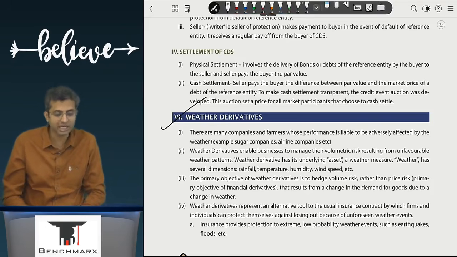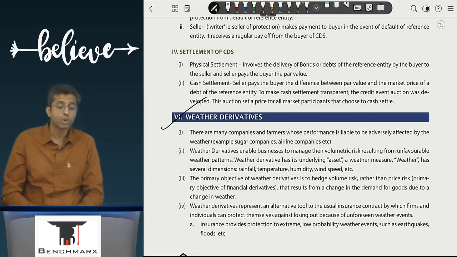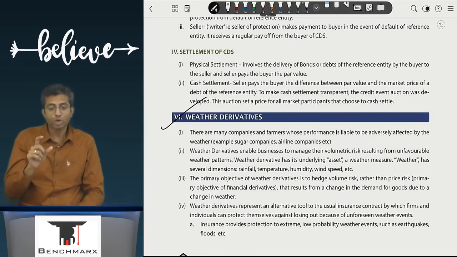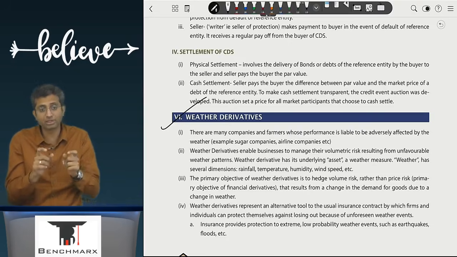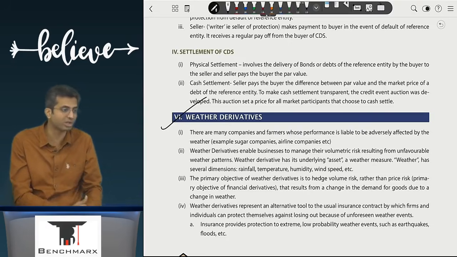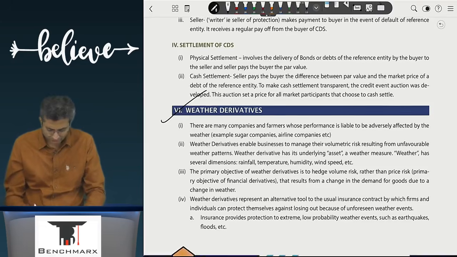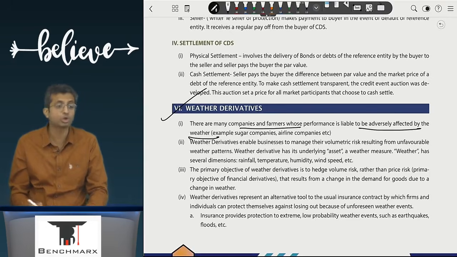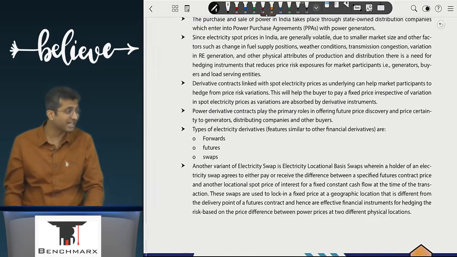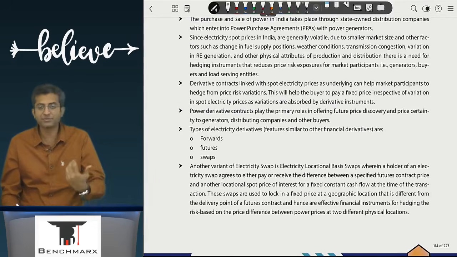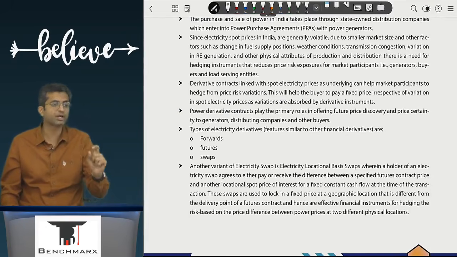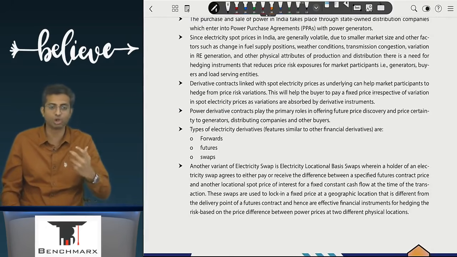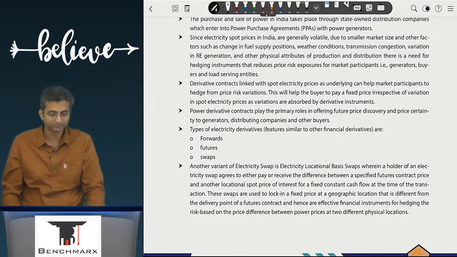How do you hedge that? By using weather derivatives. Weather derivatives are derivatives where you look at certain factors of weather, and based on that you have the volume of output as the base. Are we clear with this? Broad understanding? So over here they are mainly companies and farmers whose performance is adversely affected due to weather. Now it is very difficult to price a weather derivative because it's very difficult to get adequate data or try to find the temperature and its direct impact on volume. It's fairly difficult to do that.